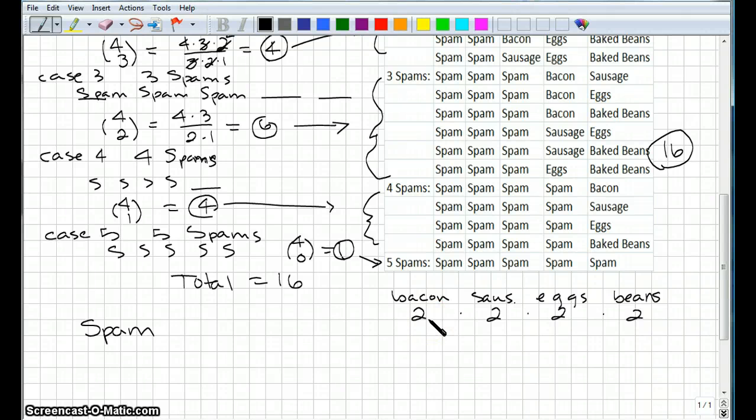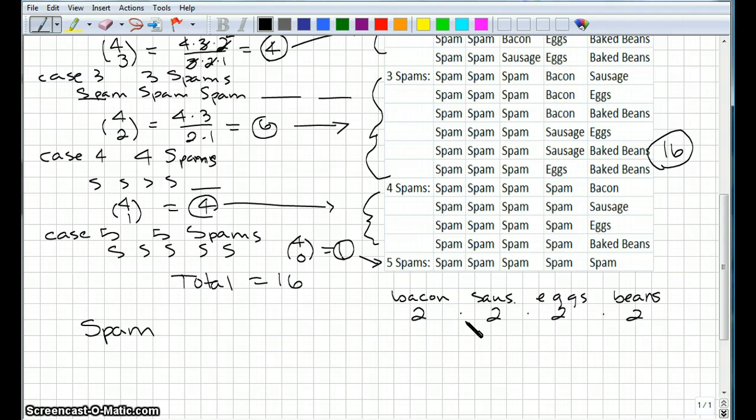All right, so as I was saying, once you've decided whether or not you want bacon, sausage, eggs, or beans, then the rest of the servings will just be spam, until you have 5 servings. So if you choose bacon and sausage, then you need 3 more items and they'll all be spam. And if you choose beans, eggs, and sausage, you need 2 more items and they'll all be spam.